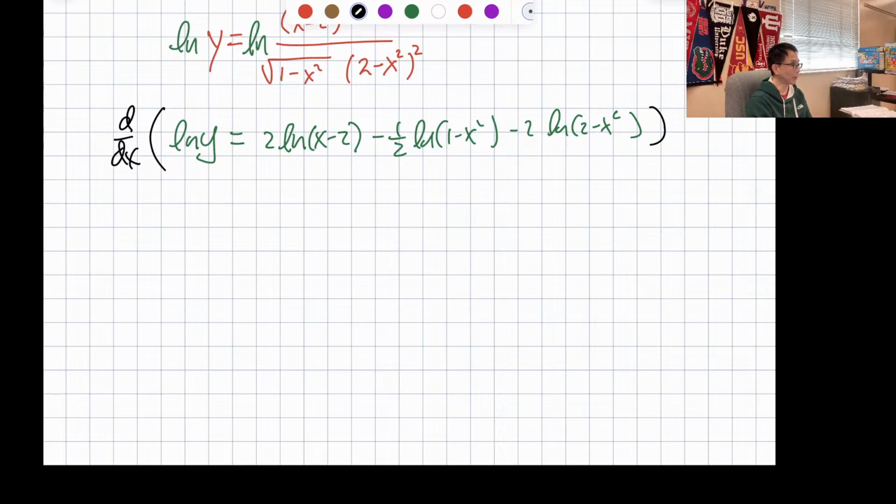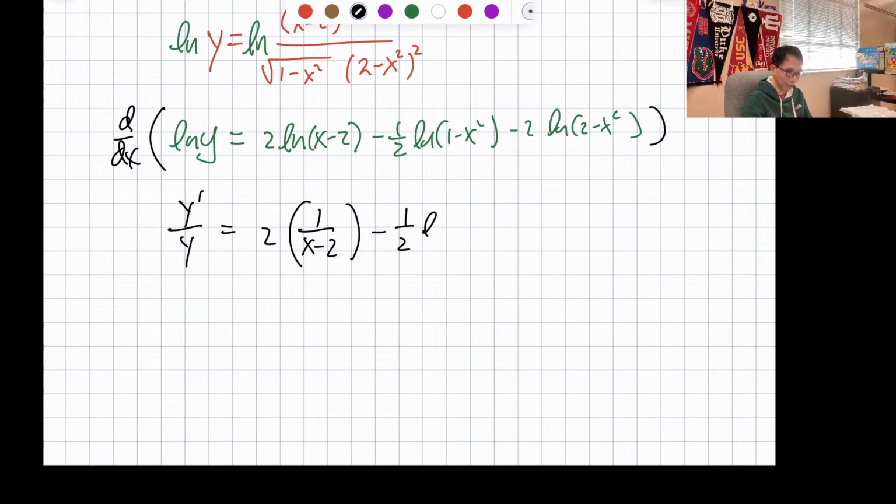Not 1 over y. Y prime over y, because y is like a u. So it's u prime over u. So the derivative of this is going to be 1 over x minus 2. Would you say there's no more natural log? I don't know why some people on the test still write down natural log.